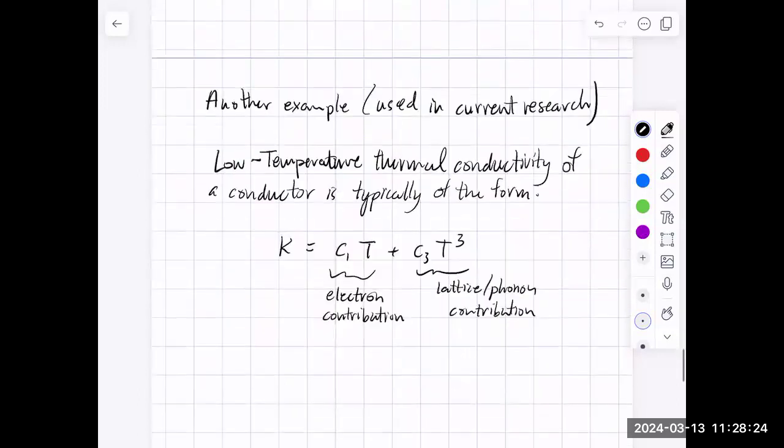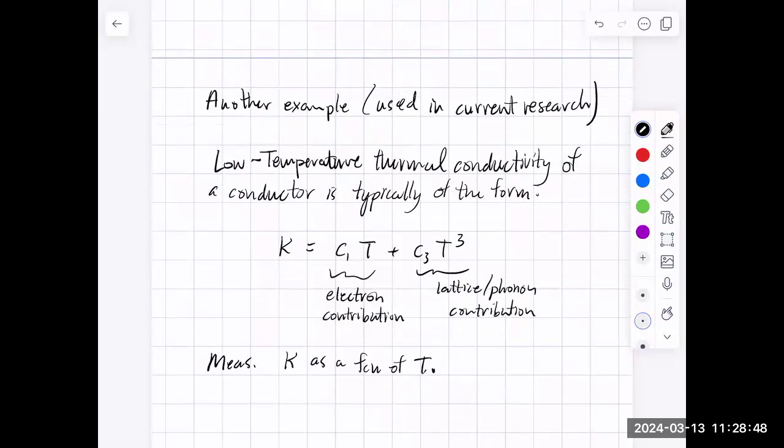Okay, now what we're going to do is imagine that we measure kappa as a function of the temperature of our material. Now that's clearly nonlinear, right? We have a linear term and then we have a cubic term. And so if you were to plot that, it would not look like a straight line.